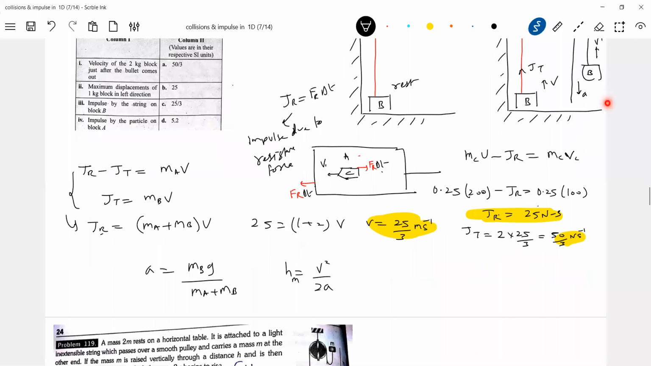Because mBg is a weight acting downward, opposite to velocity. So mBg minus T equal to mB into a, then T equal to mA a. Solving that, we will get the acceleration, and in fact, it's a retardation. From where is this equation brought? 0 square minus v square equal to... check the calculation like this.